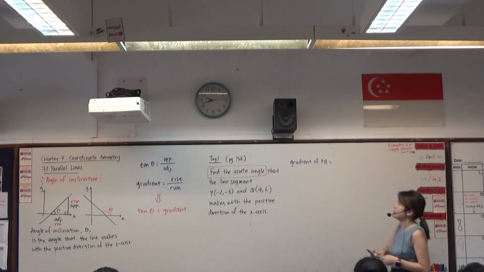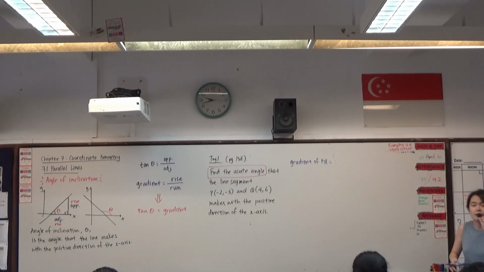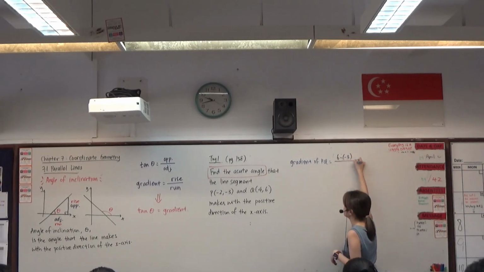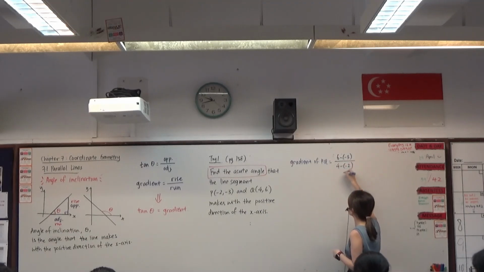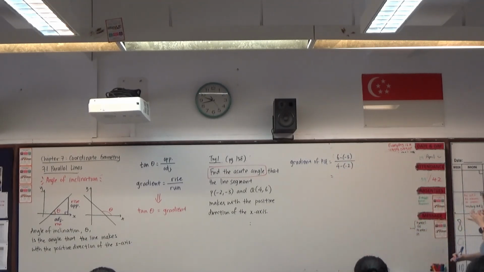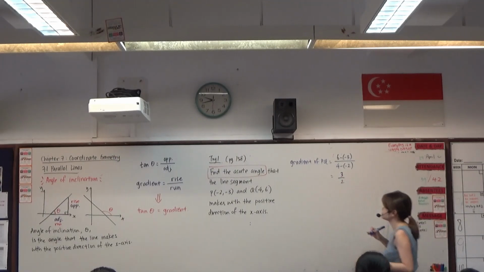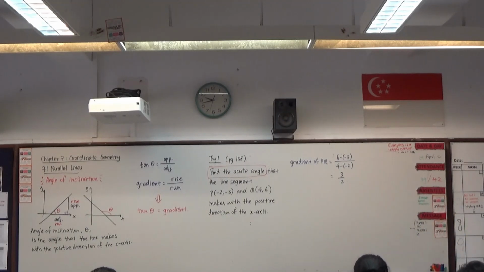Okay, I can find the gradient of the line PQ by using our formula. So 6 plus 3, 9 divided by 6. That will give us 3 over 2. Right?